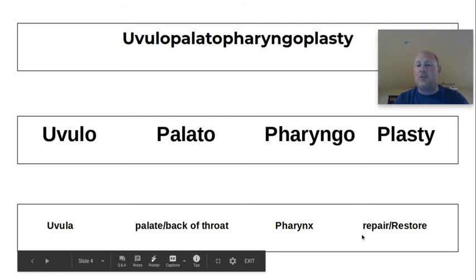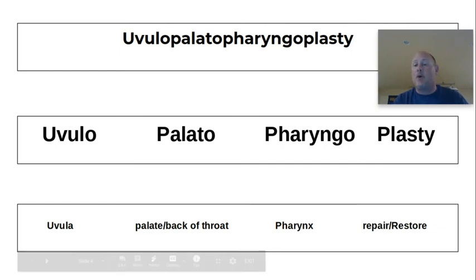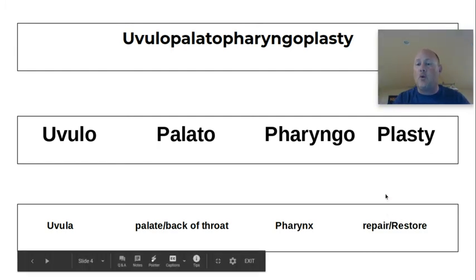Plasty means to repair or restore or reform. It basically comes off the term plastic surgery, which is you're going to repair some part of your body or restore some part of your body. Botox restores your forehead area or your lips. A nose job, a rhinoplasty, fixes your nose. So uvula is that little dangly part in the back of your throat.